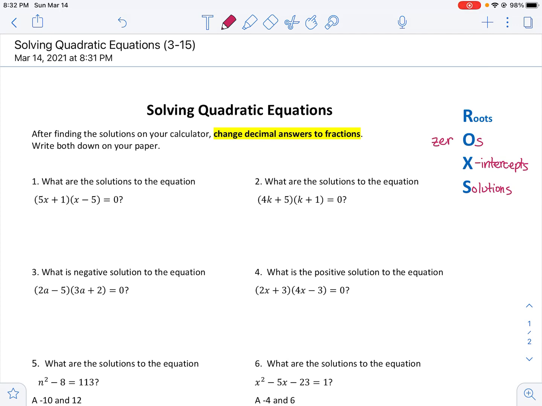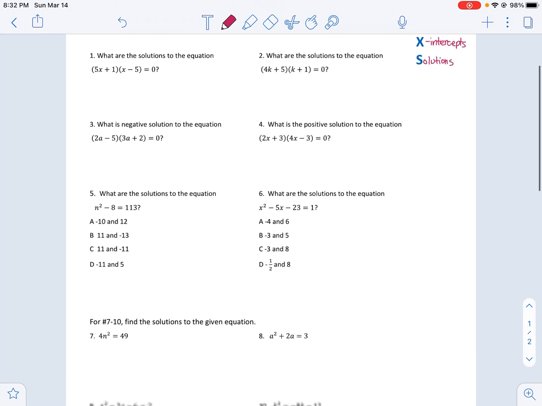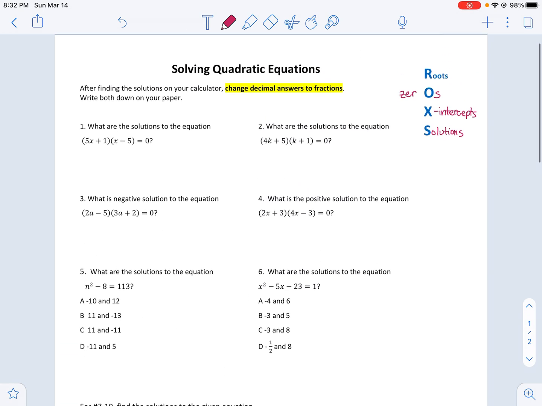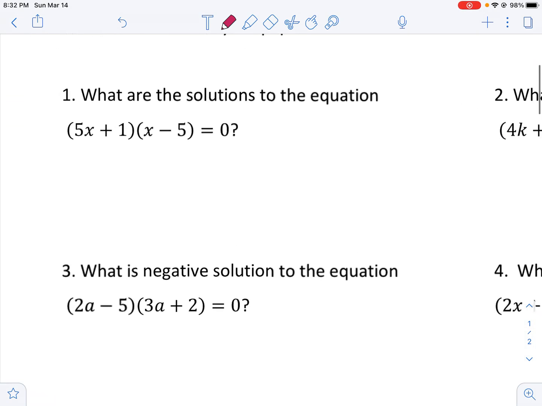So after finding your solutions on your calculator, change the decimal answers to fractions. Write both of the answers down on your paper. I'm going to start by working the odds, and then you're going to do the evens. So the first one, what are the solutions to the equation? We're given 5x plus 1 times x minus 5 equals 0.